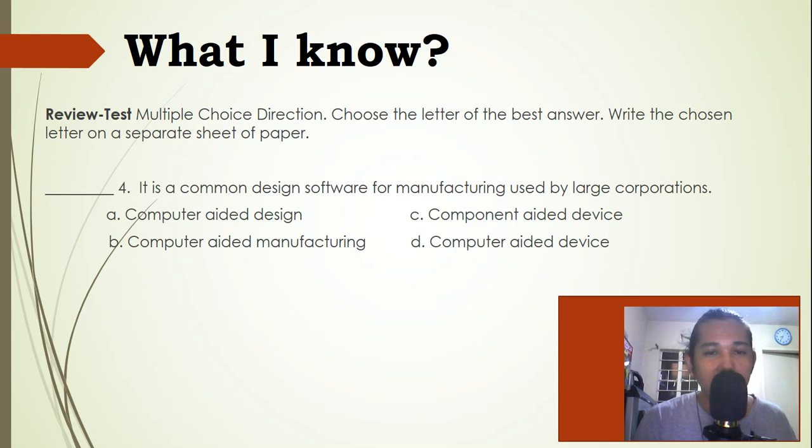Okay, number 4. It is a common design software for manufacturing used by large corporations. So what is it? Letter A, computer-aided design. Letter B, computer-aided manufacturing. Letter C, component-aided device. Or letter D, computer-aided device. So which of the following is the common design software used by large or manufacturing companies?